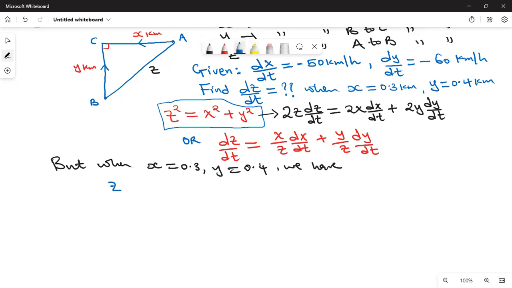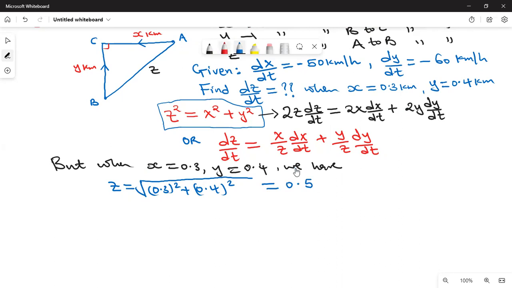z is equal to, of course, z squared is x squared plus y squared. So that will give us the square root, because I need to find z. Square root of 0.3 squared plus 0.4 squared. So this will give you 0.5. When you press that in the calculator, you get 0.5.